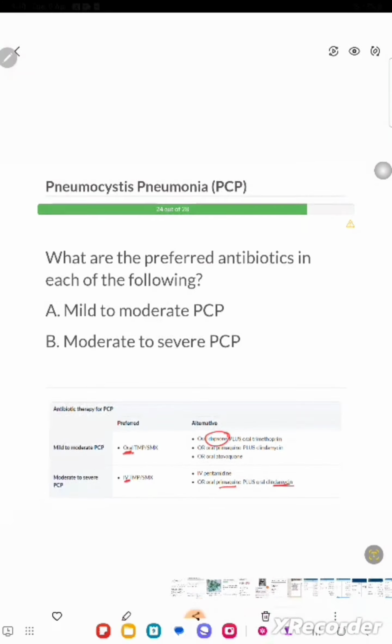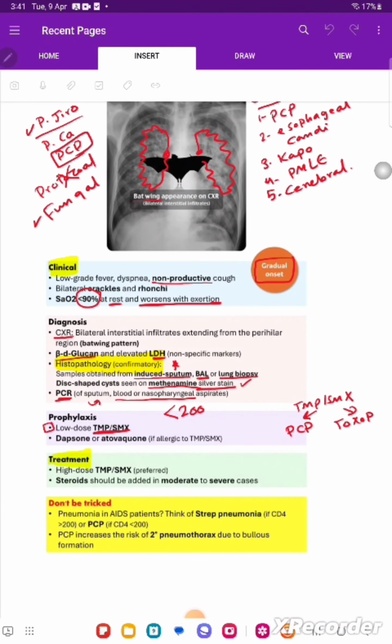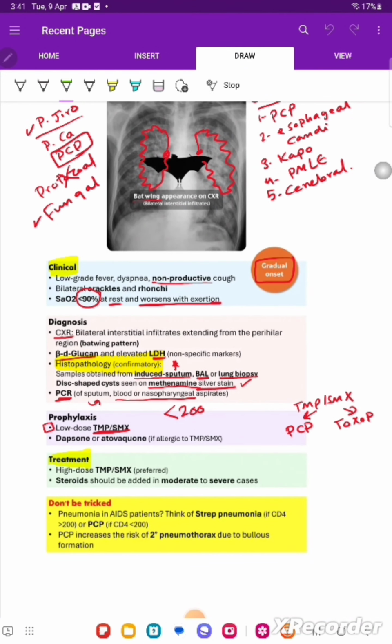So let's come to the next point, which is very important. When should we use steroids in a patient with PCP pneumonia? The role of steroids is that they are anti-inflammatory, because if you start treatment in these patients, there will be severe inflammation. So just in order to decrease this inflammation, we should give steroids. The indication is moderate to severe cases. Moderate to severe cases are patients who have oxygen saturation less than 70 and A-a gradient more than 35.